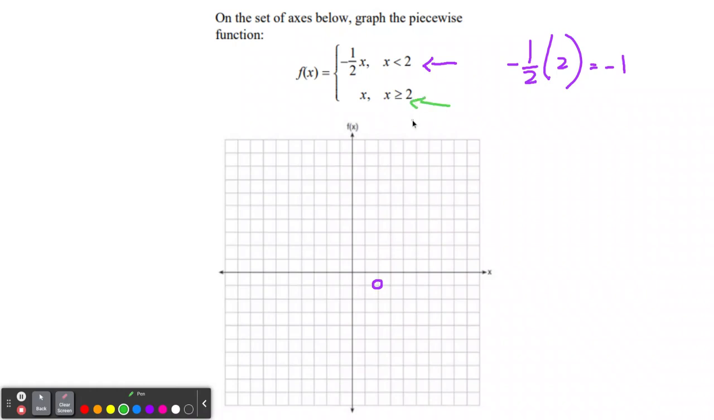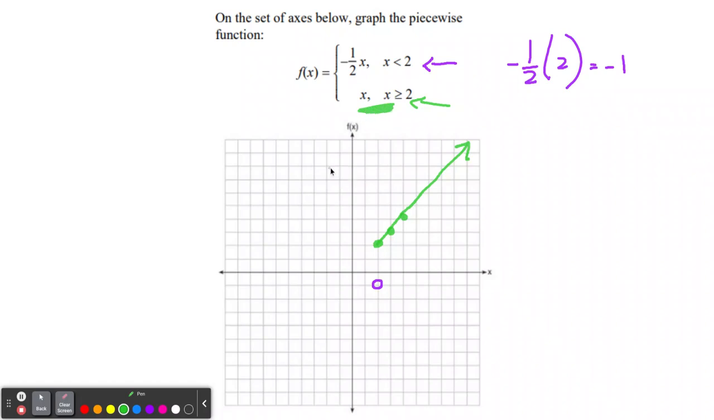It says x is greater or equal to 2. And if that's the case, it's just x. So when x is 2, it'll be 2. And we fill it in because it could be 2. And if x is 3, because 3 is greater than 2, it'll be 3. If x is 4, it'll be 4, and so on. And we'll get this line somewhat going that way. That will be the green line, this one.